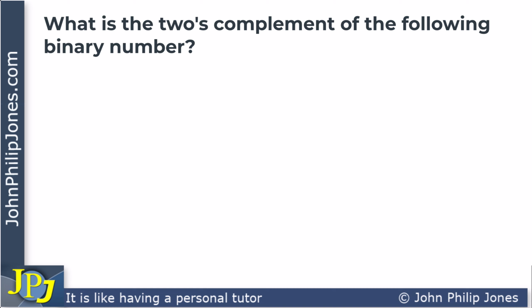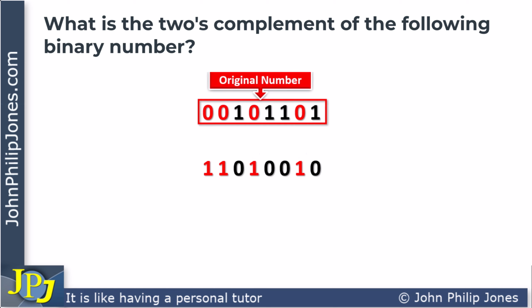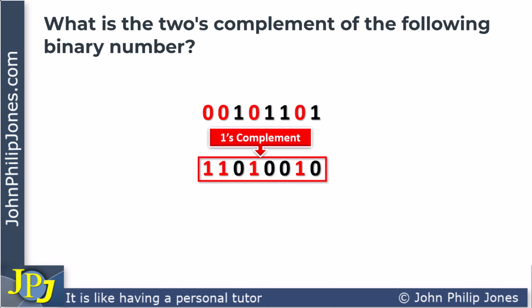What is the 2's complement of the following binary number? To make it easier, I'm going to change the colours of the bits, and I'm now going to change all of the 1s to 0s, and all of the 0s to 1s. So what you now can see, we have this original number, and we have this, which is the 1's complement.